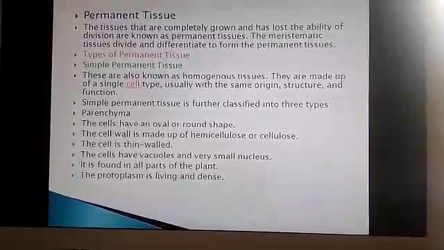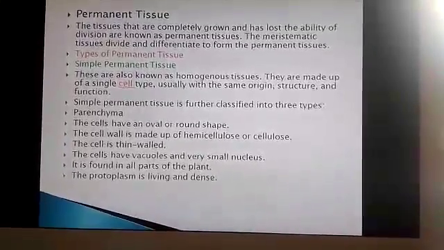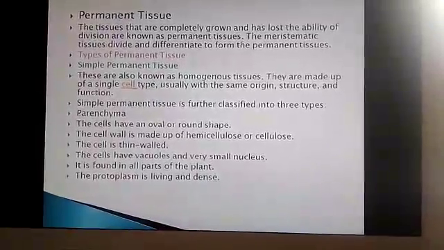In detail about the other tissues, that is collenchyma and sclerenchyma, we'll discuss in the next class.